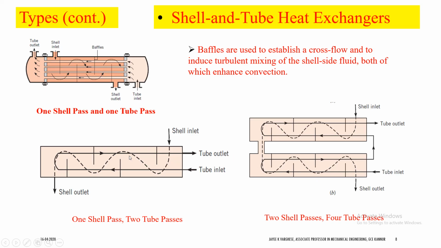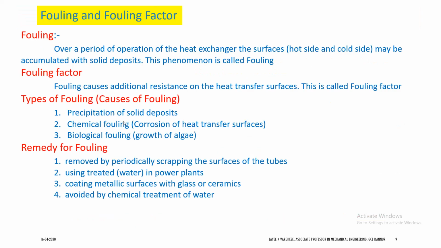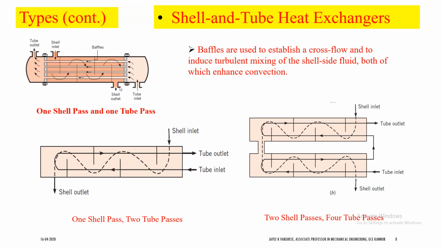Basically, such designs are done especially in cases where there are limitations or constraints on increasing the length of a heat exchanger. In cases where we cannot increase the length of a heat exchanger, we make more passes for both the shell fluid as well as the tube fluid. This is the classification of heat exchangers.